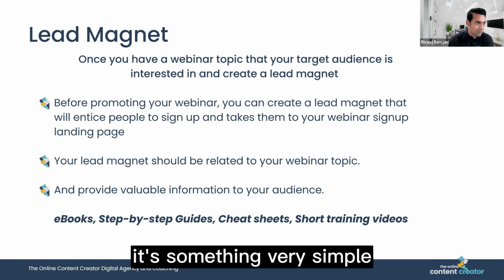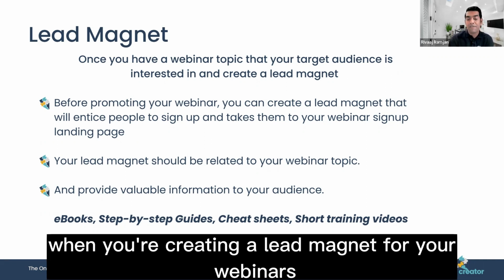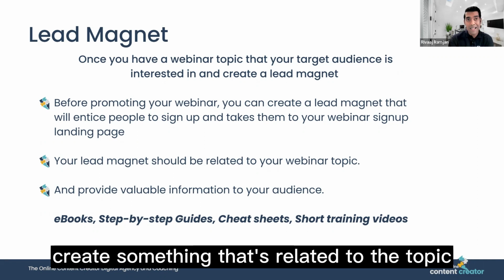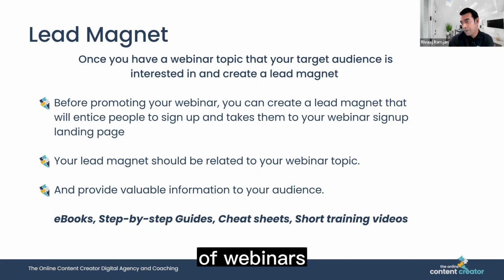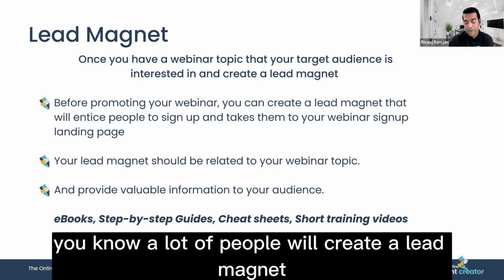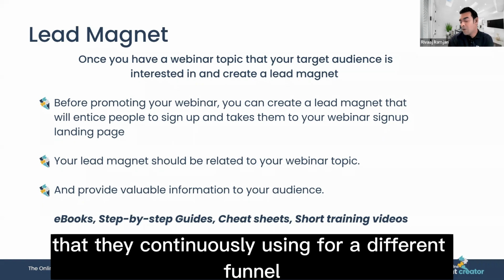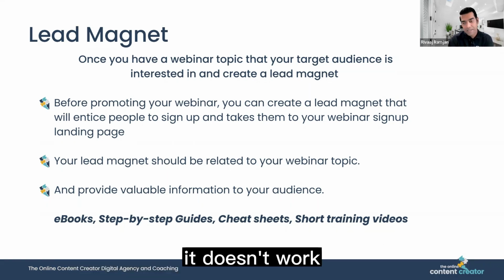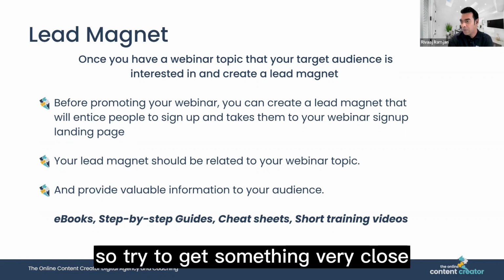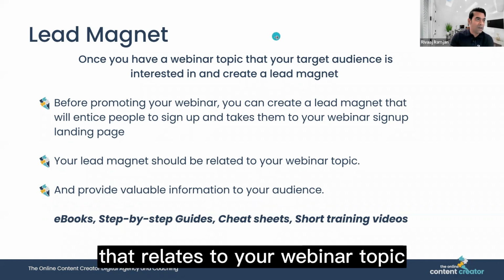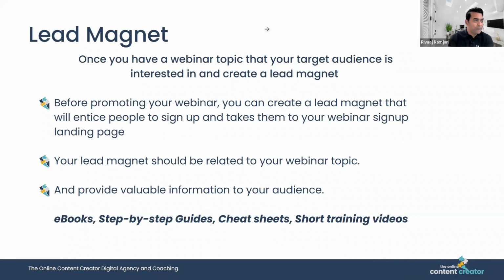It's something very simple. When you're creating a lead magnet for your webinars, create something related to the topic of your webinar. A lot of people will create a lead magnet that they continuously use for a different funnel, and they'll try to use it for a webinar. It doesn't work because it does not relate. So try to give something very close that relates to your webinar topic.